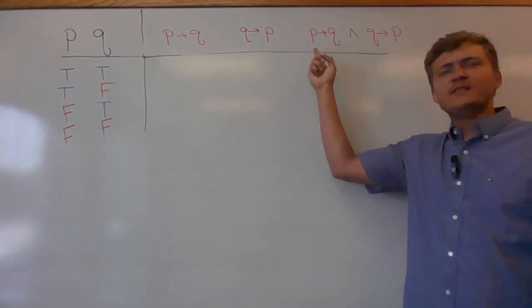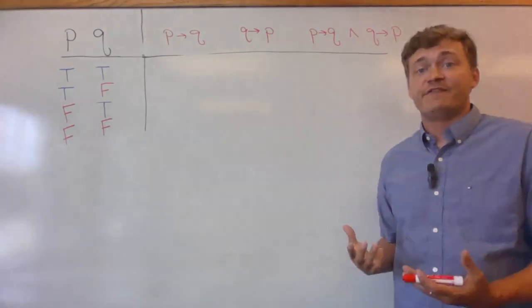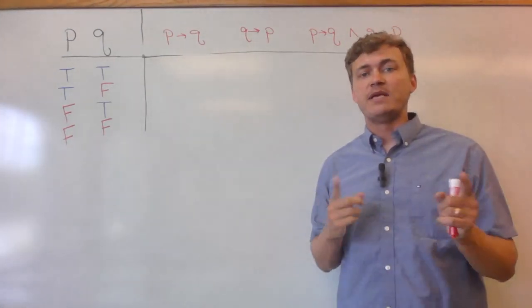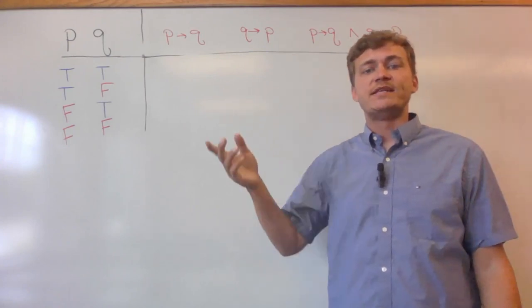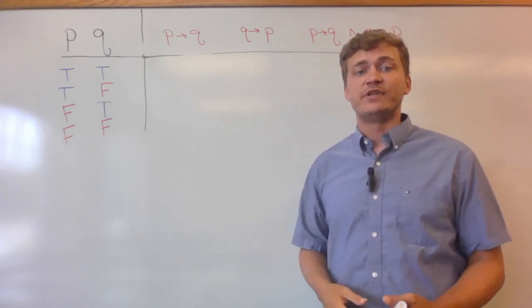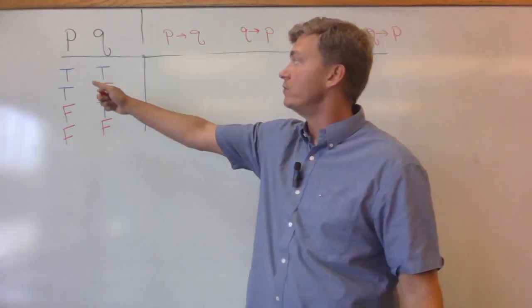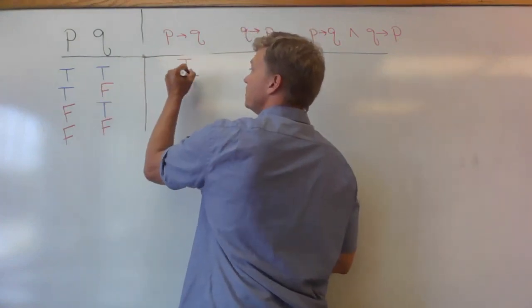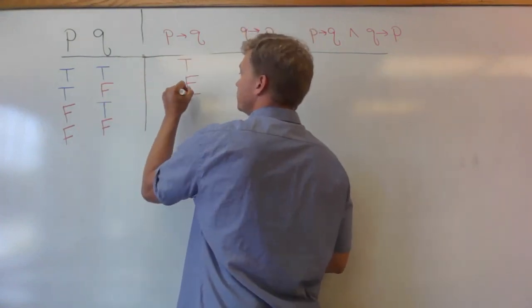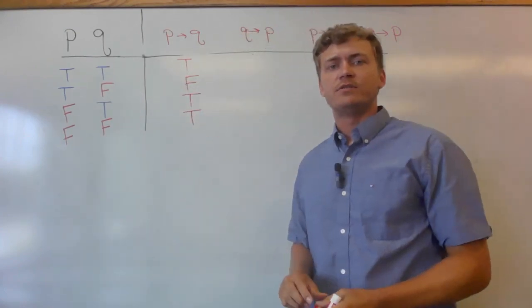What is this? What is P implies Q and Q implies P? Well, again, we know that this is defining the biconditional statement P if and only if Q, but let's actually use its truth table to determine that TFFT is the truth table for our biconditional statement. For P implies Q, true implies true is true, true implies false is false, false implies true is true, false implies false is true. Just writing our table for the conditional statement.